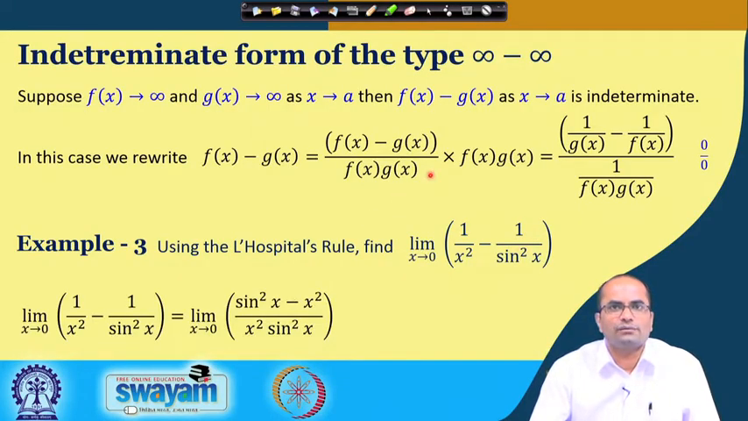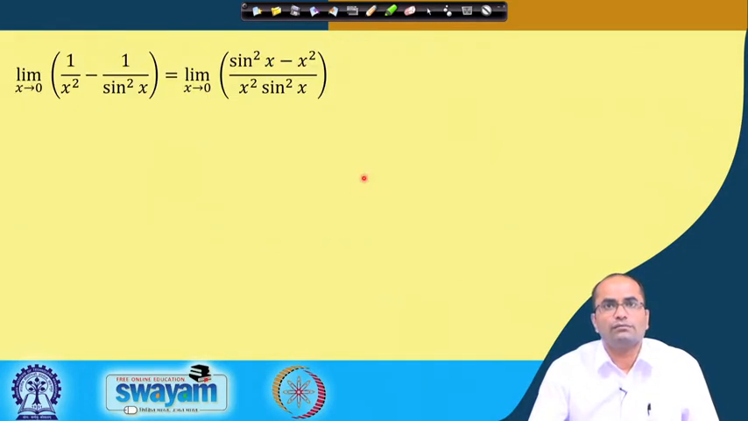So, as discussed above, here we can rewrite this as sin square x minus x square divided by x square sin square x. In this case, now the sin square x goes to 0 and minus this 0. So, we have 0 divided by 0. So, this infinity minus infinity form changes to 0 by 0 form, which using L'Hopital rule we can get the limit.